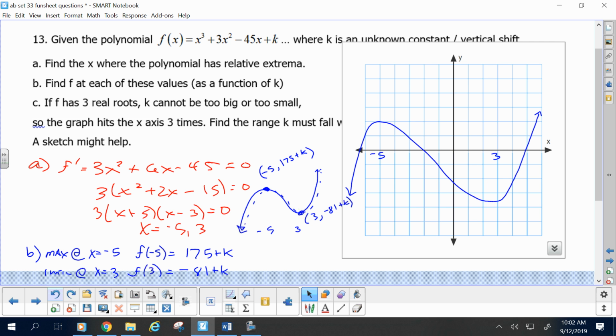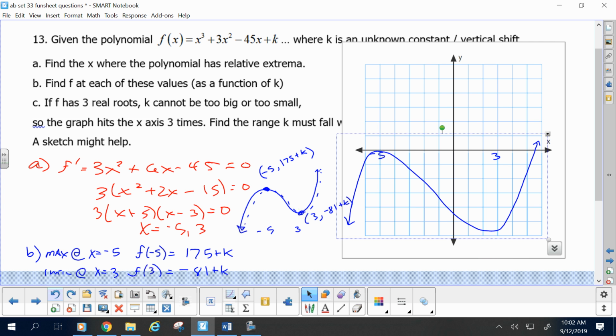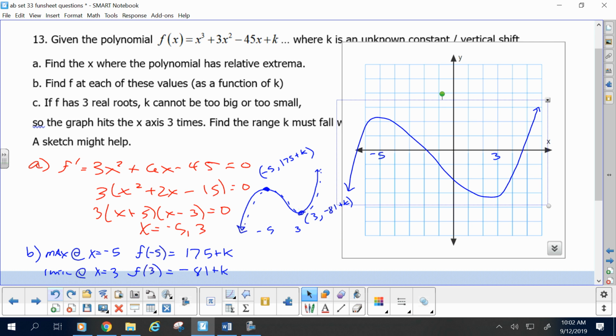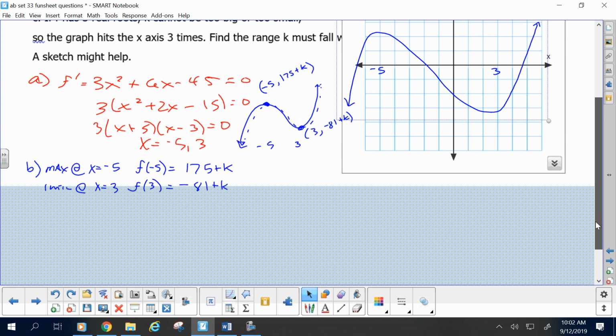Would you agree that right now this has 1, 2, 3 roots? Okay. But if k was big and therefore had a really big y-intercept, then do you have 3 roots anymore? How many roots do you have now? 1. Now only 1 over here. Likewise, k can't be too negative because then how many roots do you have? 1. And it's even possible that you could have 2 if it just barely skims. So we want k to fall into the right region so that we're getting 1, 2, 3 roots. You understand the question?